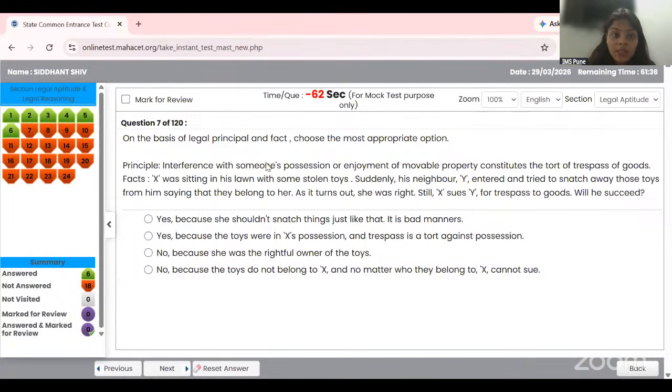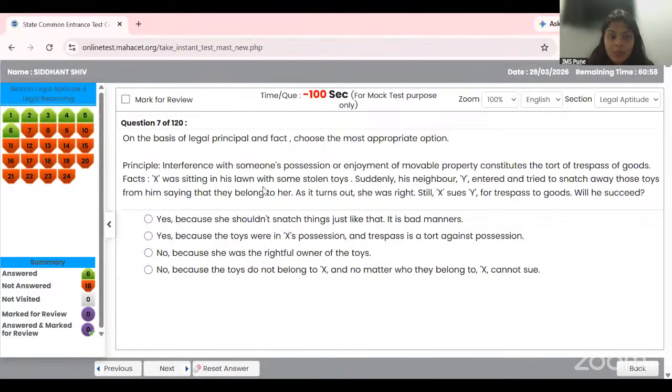Okay, moving forward to the next question, which is question number 7. Here it is saying, on the basis of legal principle and fact, choose the most appropriate option. So in such kind of question, your answer should be based on the legal principle given. Let us look at the principle here. It is stating that interference with someone's possession or enjoyment of movable property constitutes the tort of trespass to goods. So when somebody's possession or enjoyment of movable property is interfered with, then you are liable for the tort of trespass to goods.